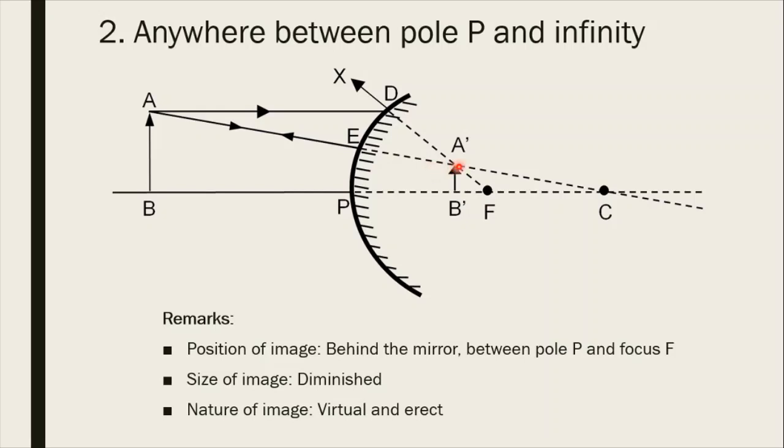Now the point which is the intersection of both of these reflected rays, we mark this point as A dash. By the similarity of triangles, that is A, B, C is similar to A dash, B dash and C, we obviously mark the arrowhead at A dash. And thus we see that the position of the image is clearly behind the mirror, strictly between the pole and the focus F. Now the size of the image is diminished and the nature of the image is virtual and erect.